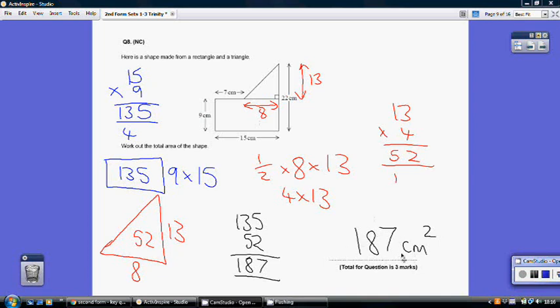Now, in normal circumstances, there would be a mark going for the units, which there wasn't on this occasion, because we only had 3 marks to play with. Remember, the units for an area is always something squared, and on this occasion it's centimetres squared. So the final answer is 187 centimetres squared.